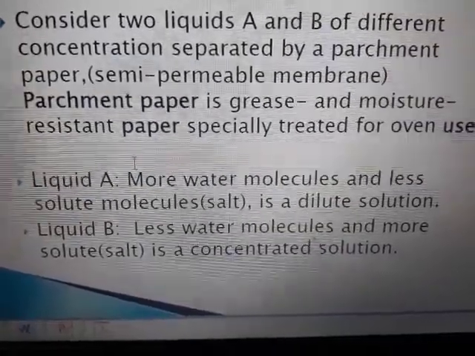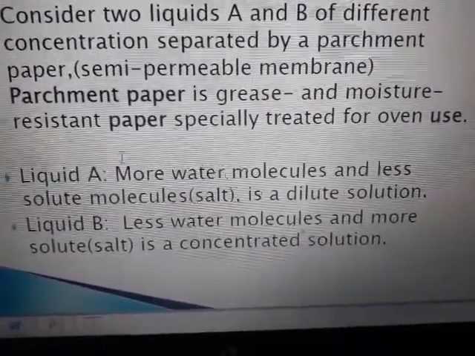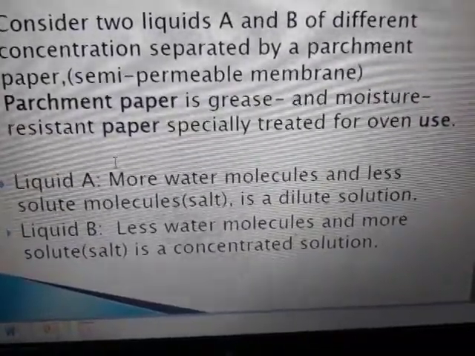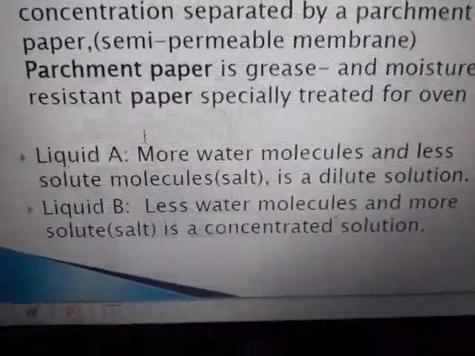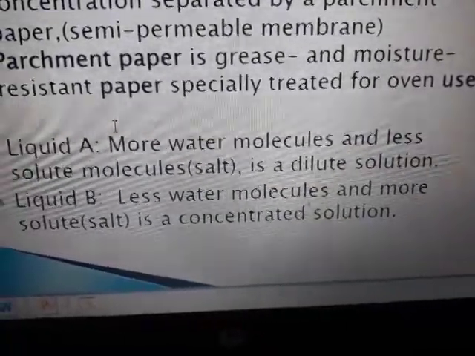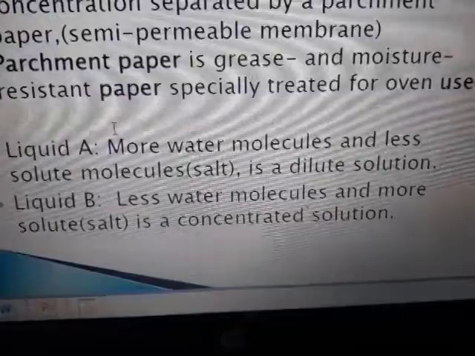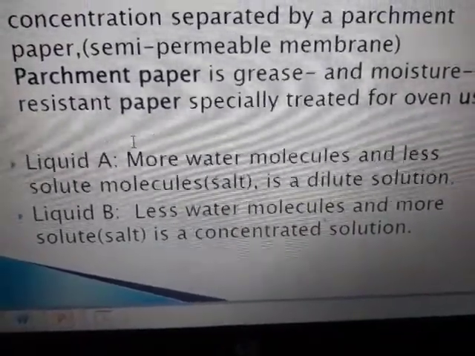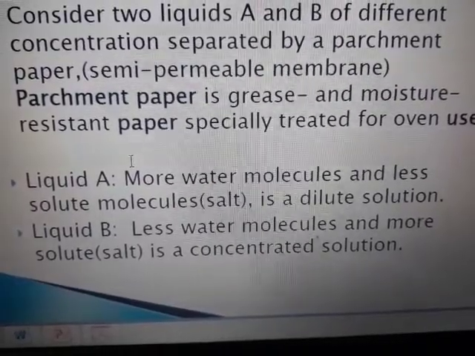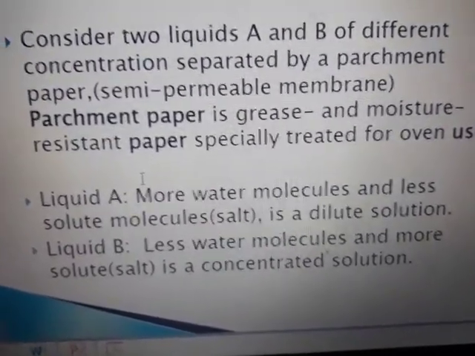So liquid A has more water molecules and fewer solute molecules, that is salt, so it is a dilute solution. That is liquid A. And liquid B consists of fewer water molecules and more solute. Its salt content is more, just like I told in the previous condition, the first condition that we read, that the minerals are more and water is less. Okay, that is liquid B.